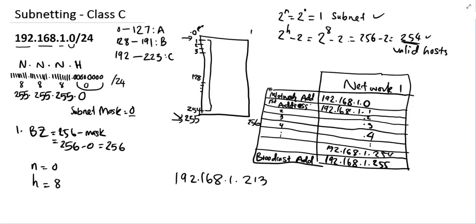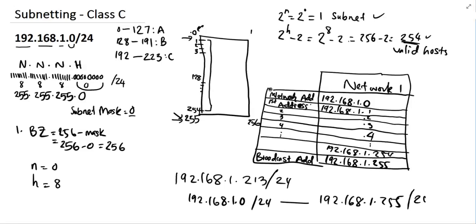Now if I ask you a question and I say, what subnet is this IP part of? 192.168.1.213, and it is /24. Simple and really easy. It's class C, and it is part of the network that starts from 192.168.1.0/24 and ends at 192.168.1.255/24. This is the end and this is the beginning, and you know this falls in that network.